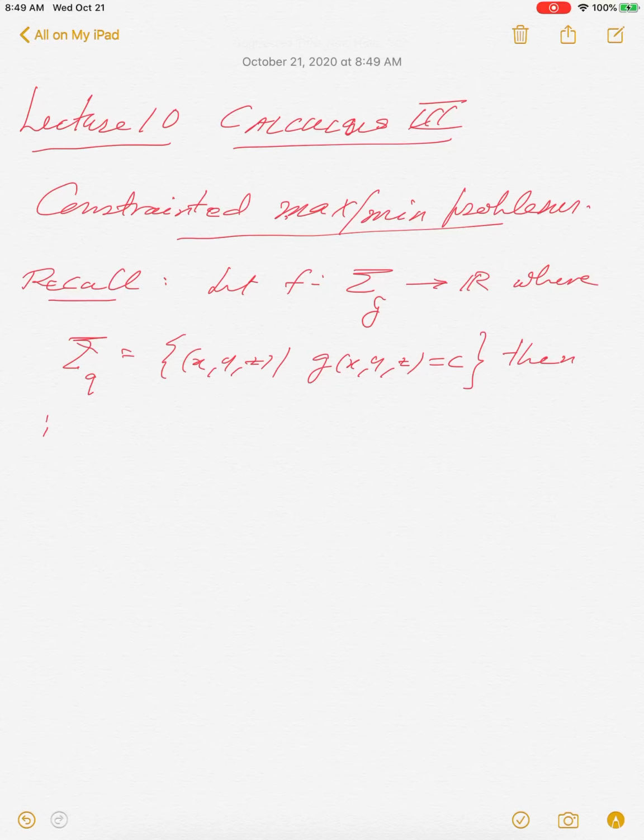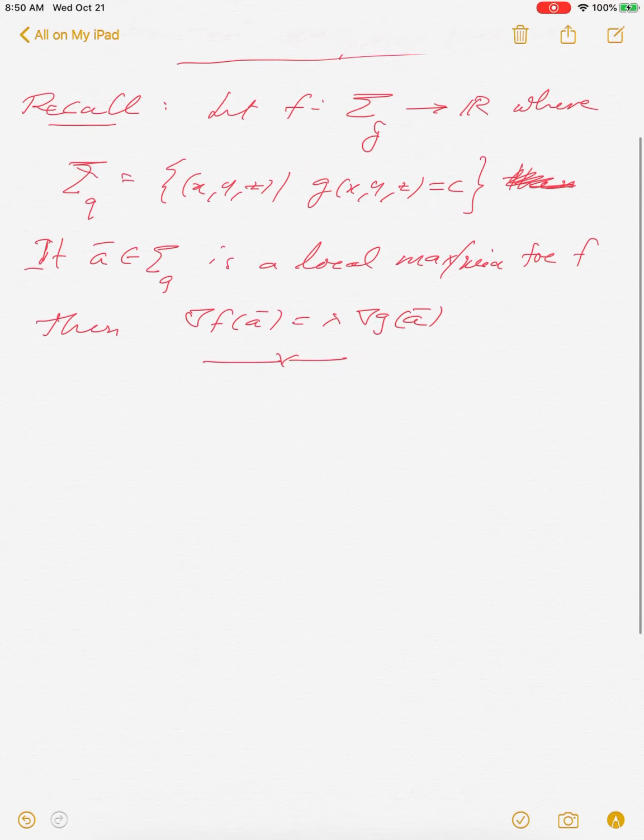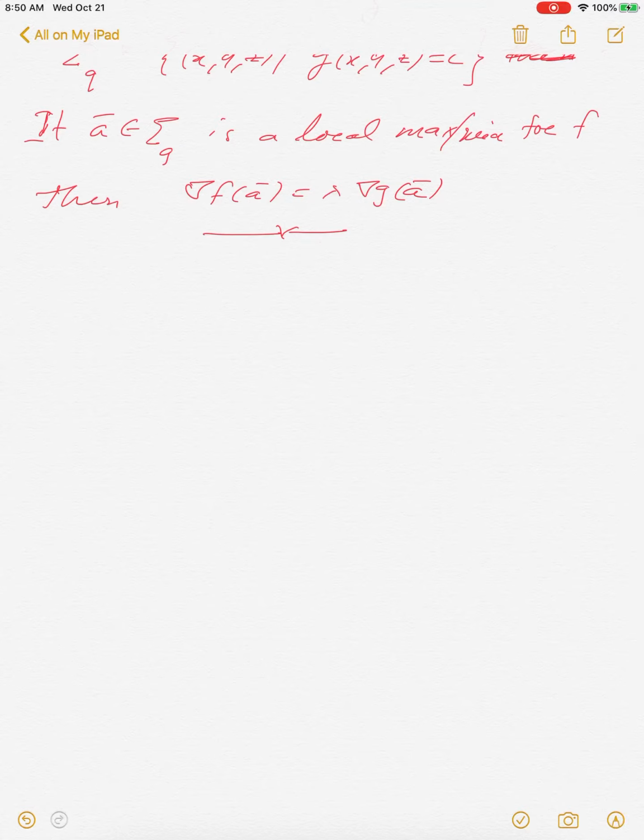Then if a bar in sigma g is a local max or a min for f, then gradient of f at a bar is proportional to gradient of g at a bar. This we proved last time, and based on this we have the method of Lagrange multipliers. So let's do a couple of problems.